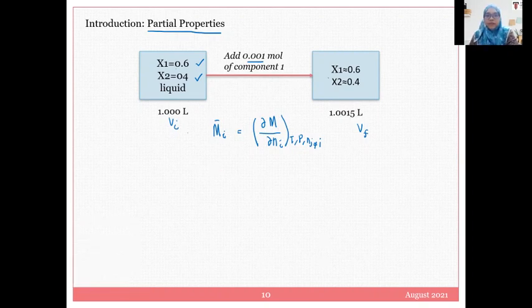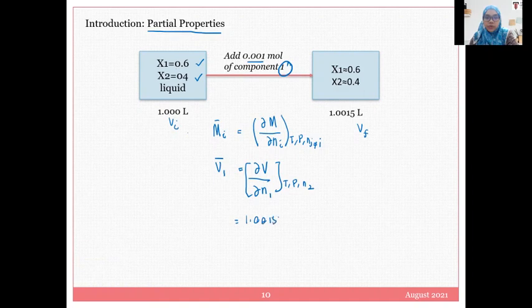If we compare to this problem, we are going to use the molar volume as our property. Since we added component 1, the partial molar volume V1 is equal to the difference of volume over the difference of moles of component 1, at constant temperature, pressure, and the other species, which here should be N2. The delta V is 1.0015 liter minus 1 liter, over 0.001 mole, and it gives the value 1.54 liter per mole.